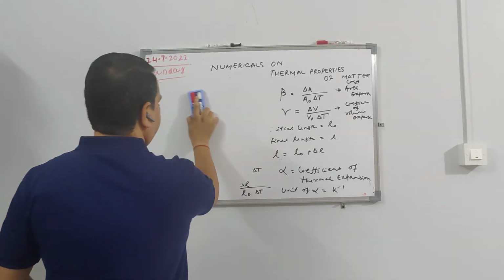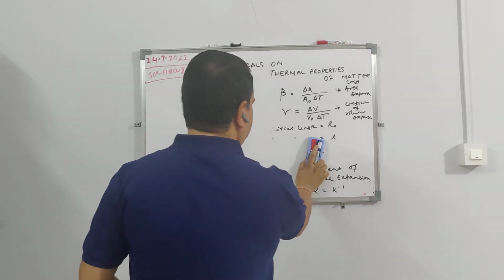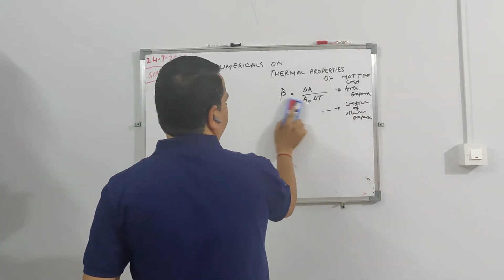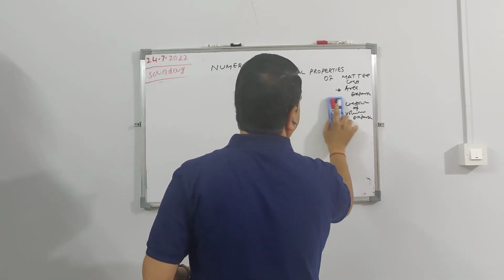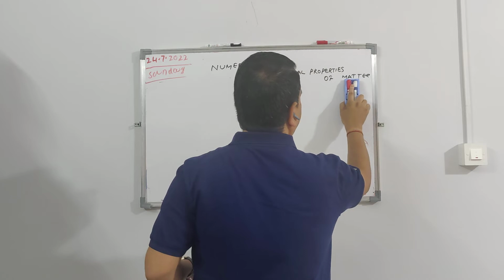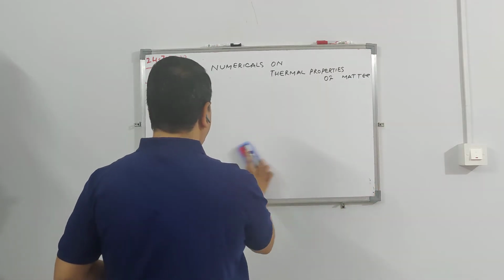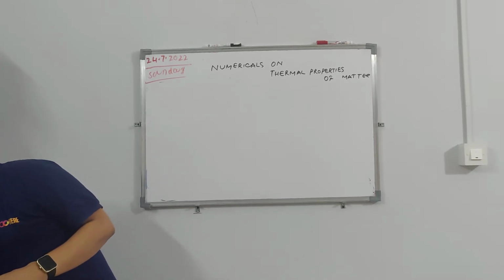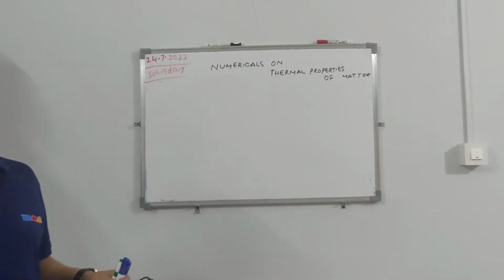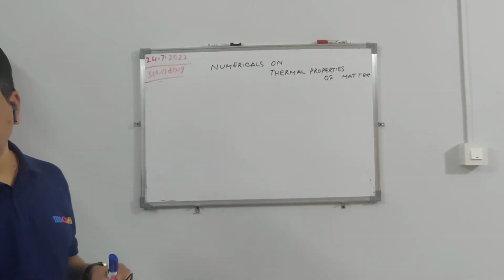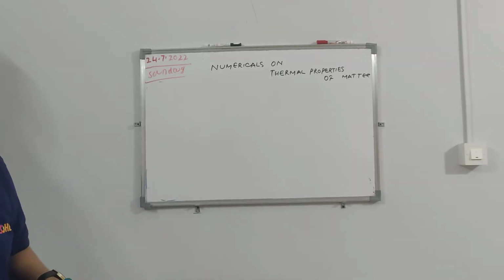So the unit of alpha is Kelvin inverse. It's a property of matter. For different materials, the coefficient of thermal expansion will be different. It also depends on temperature, but for a particular case, say at room temperature, this is the coefficient of thermal expansion.